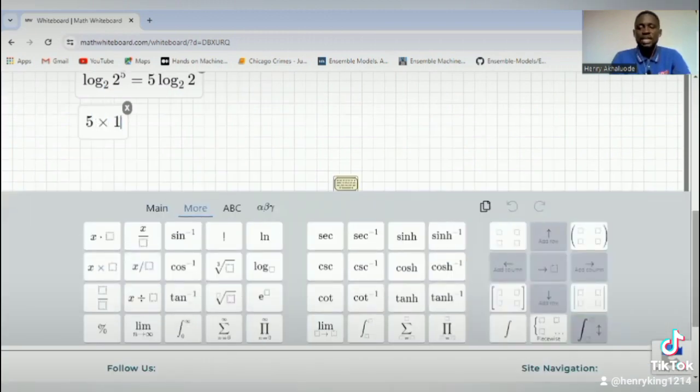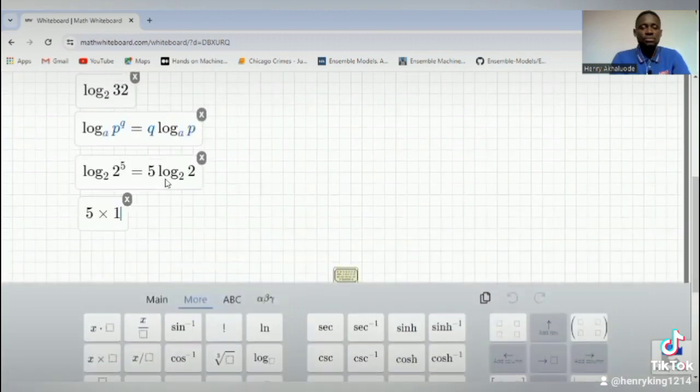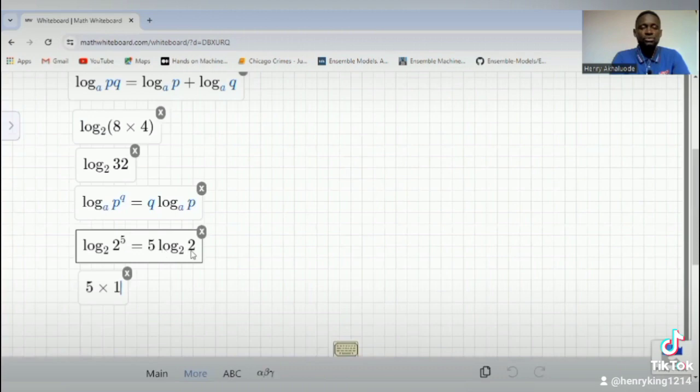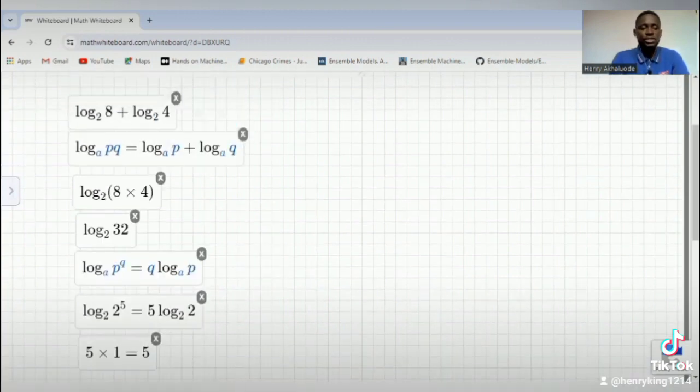So how is it 1? That's just what I mentioned earlier on. The logarithm of a number to the same base is 1. So the logarithm of 2 to base 2 is 1. So this becomes 5 times 1. That gives us 5. Now we've been able to resolve this logarithmic expression, and we have our solution, which is 5. This is a basic application of the laws of logarithm. And you can see clearly from here that that's what we have.